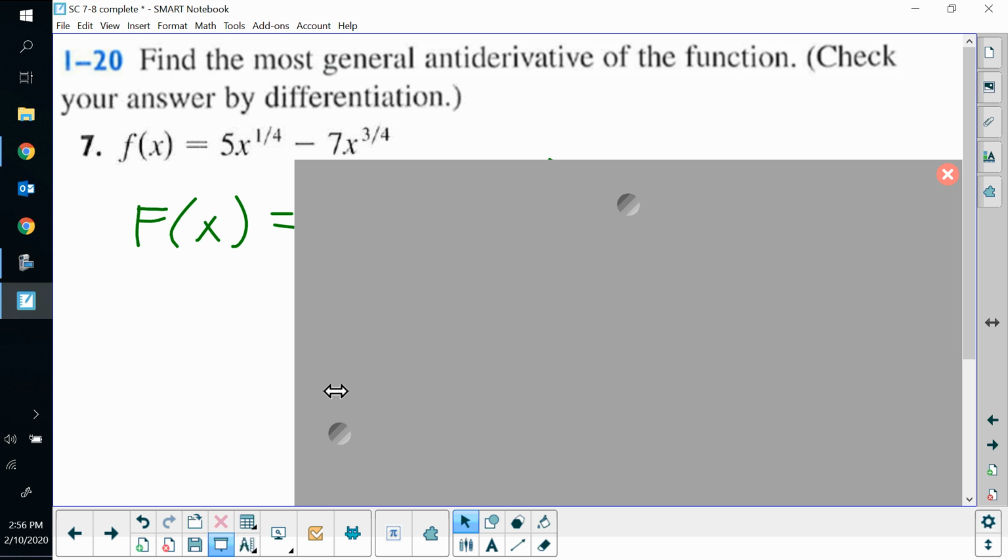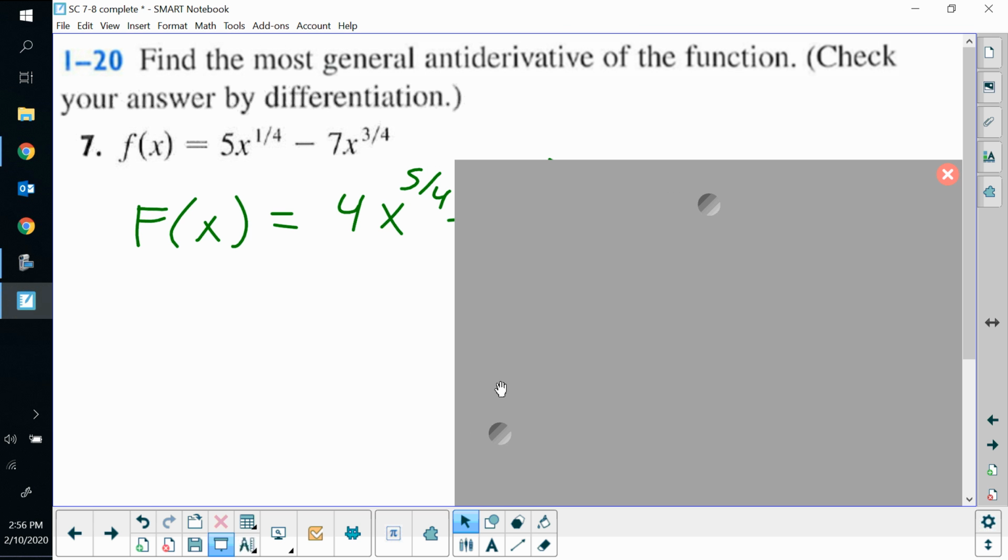We got capital F of x equals, if we go up 1 in the exponent, the new exponent will be 5/4, because adding 1 is the same as adding 4/4. So we've got to divide out front by 5/4. Dividing by 5/4 is the same as multiplying by 4/5. So if we multiply 4/5 times 5, that's really 4/5 times 5 over 1, so that's 20 over 5, which is the same as just 4. So we have 4x to the 5/4.